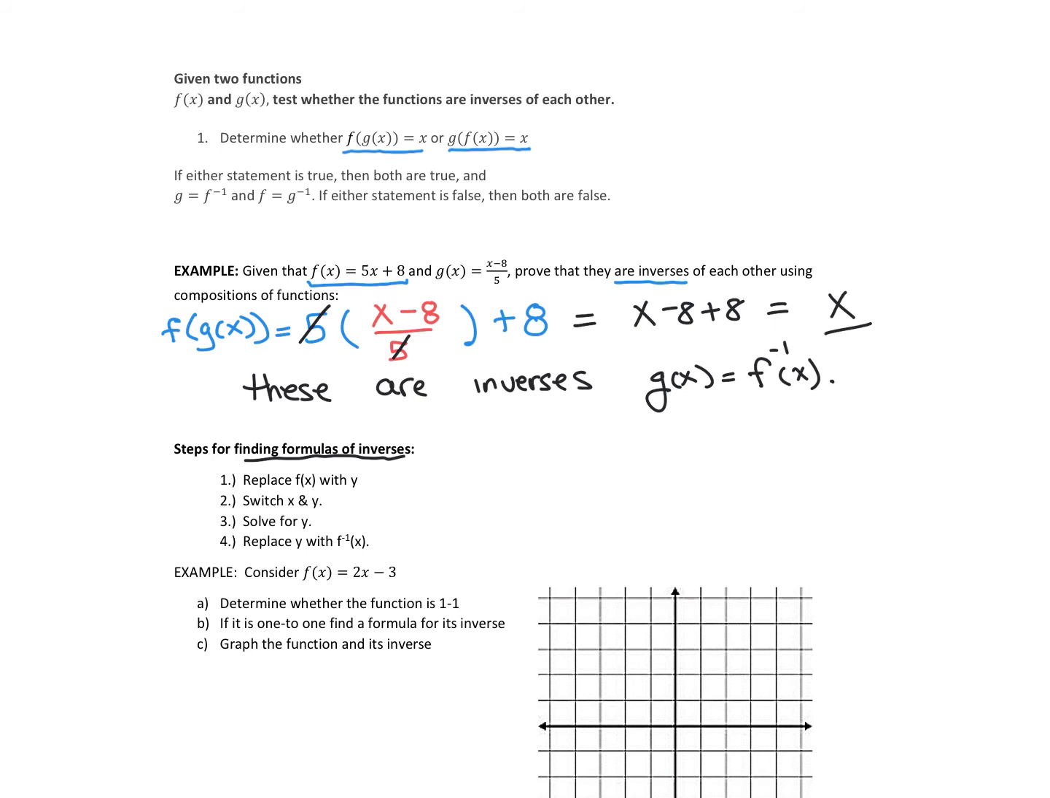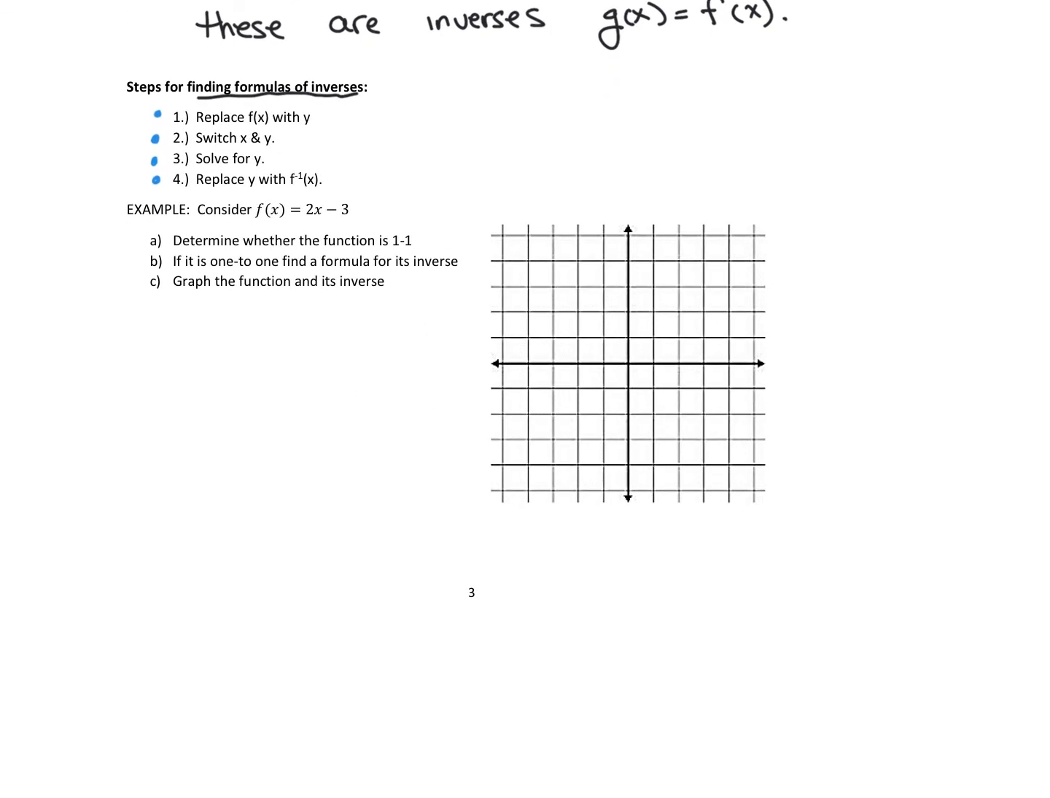The first thing we're going to do is replace our f of x with y. Then we're going to switch the x and y. Then we will solve for y, and then we will give it the inverse name. So we're going to start with this first example here. F of x equals 2x minus 3.